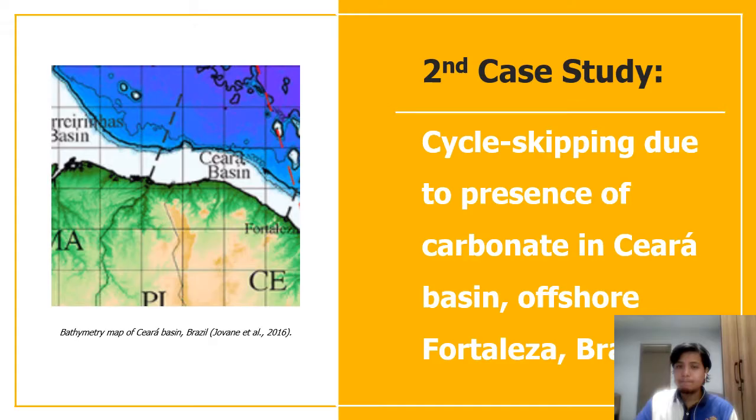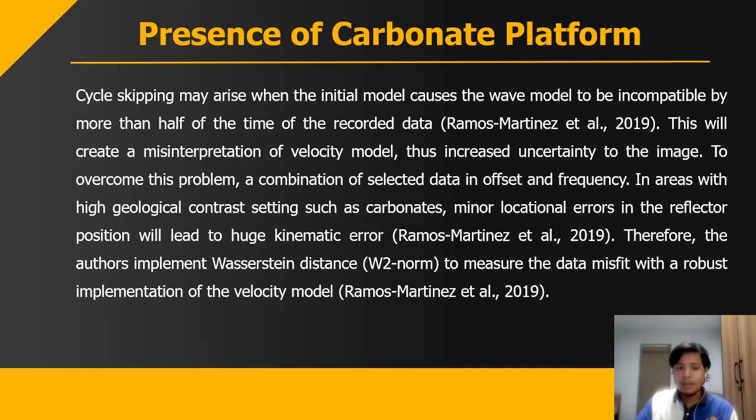Okay. Let's move on to our second case study, which is cycle skipping due to the presence of a carbonate platform in Ceará Basin offshore Fortaleza, Brazil. Now, cycle skipping may arise when the initial model causes the wave model to be incompatible by more than half of the period of the recorded data. Okay, this will create a misinterpretation of the velocity model, thus increasing the uncertainty in the image.